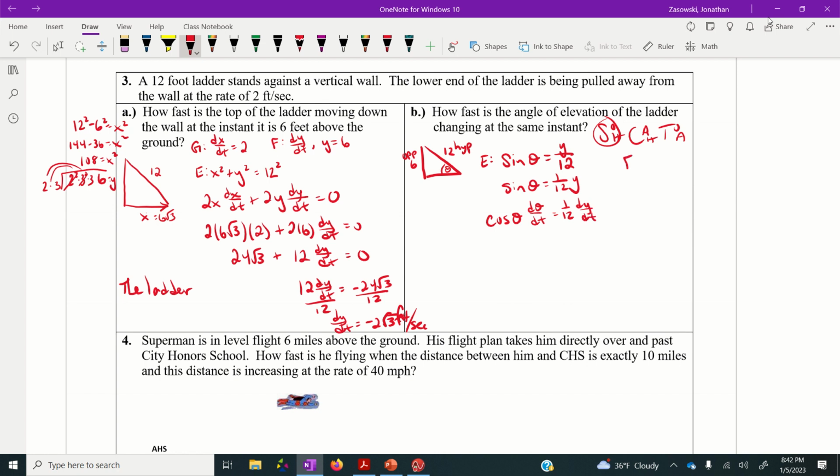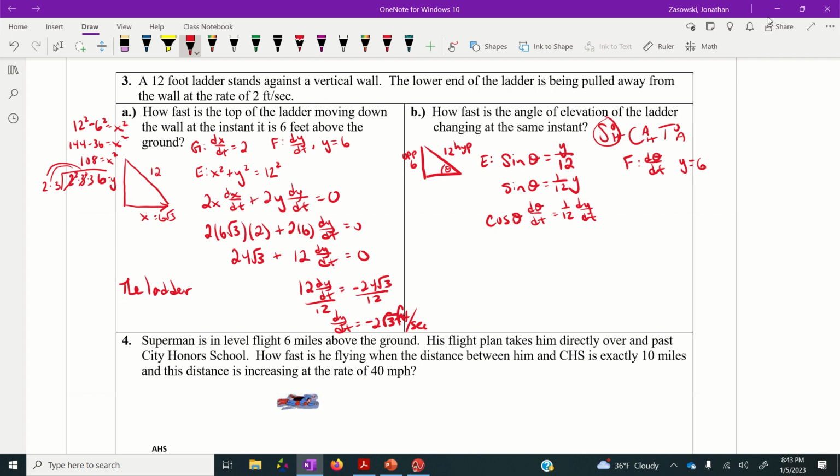Now, keep in mind, what are we trying to find for this one? We're trying to find how fast the angle of elevation is changing. So that's d theta dt at the same instant, which means we know that y, if you guys remember, is equal to 6 if we need it. There's no y in our equation, so we don't really need that. There's also no x. There's just a theta, and it's really cosine theta.